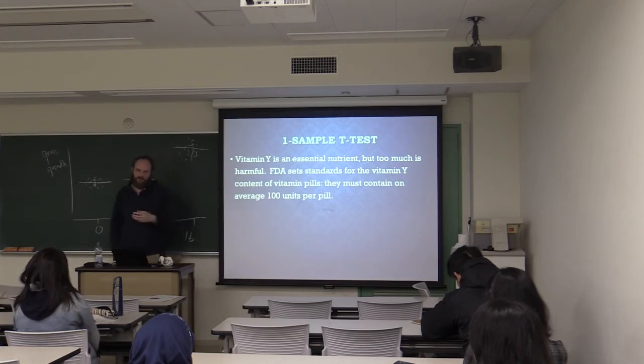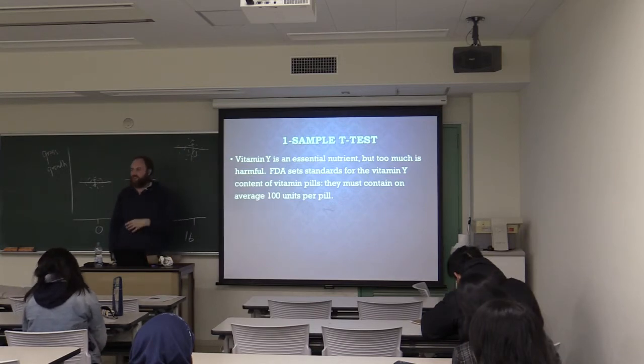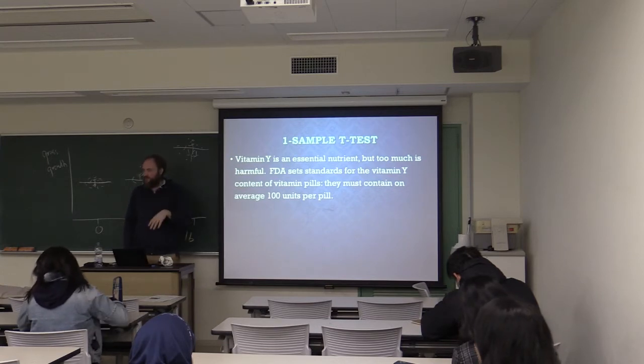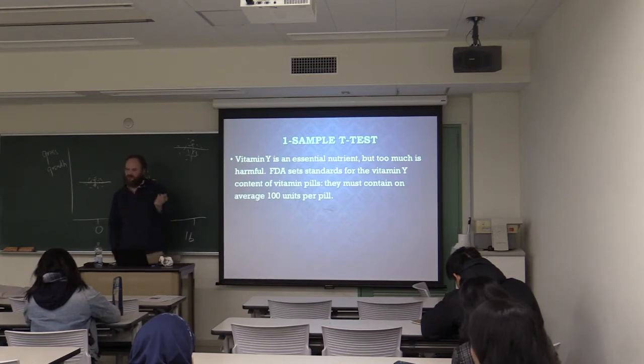Now we know that there's going to be some variability, right? Some pills, even if we say we want the pills to be at 100, and then we make thousands and thousands of the pills, some of them will be a little bit above 100 and some will be a little bit below, right? Okay. But on average it should be 100.